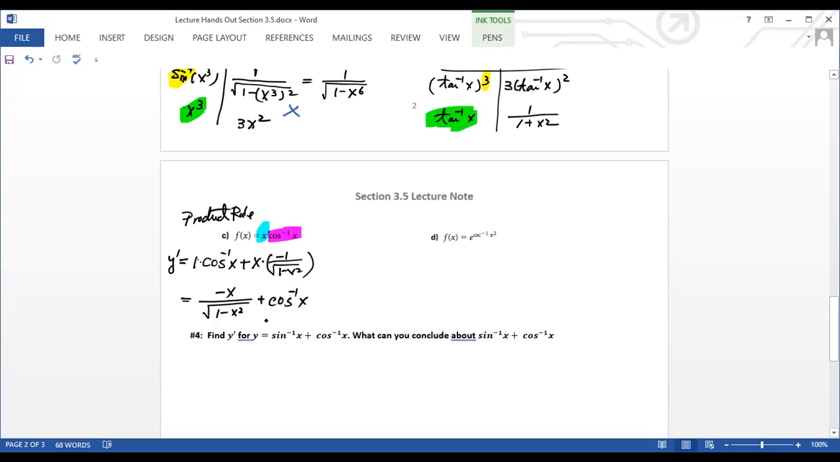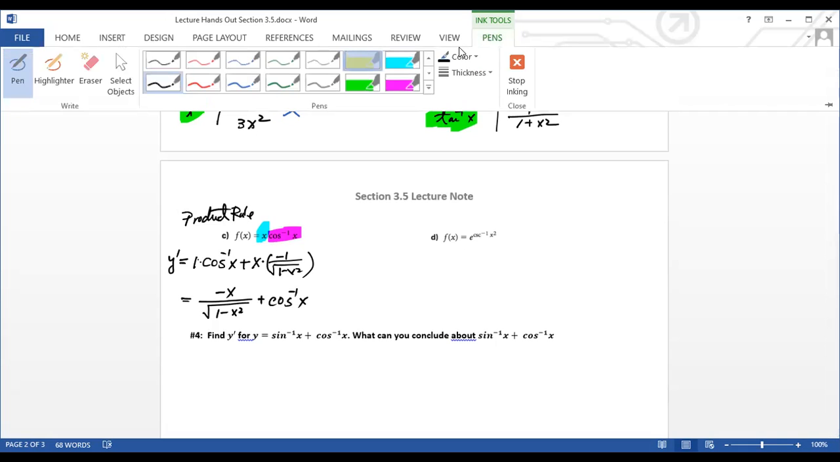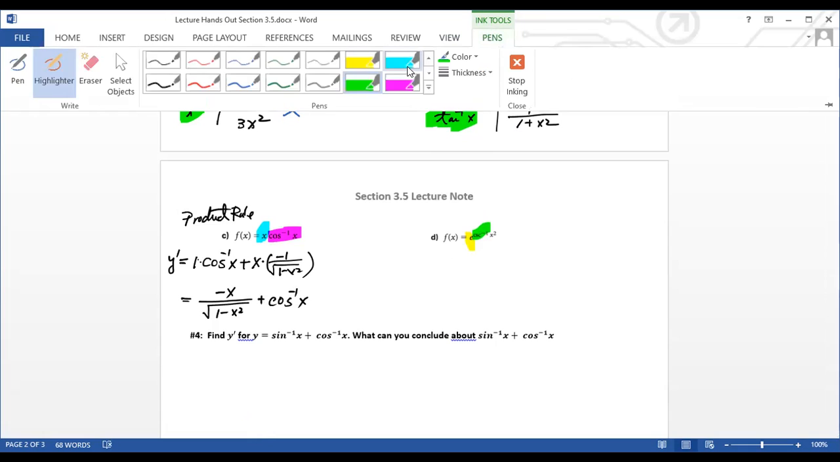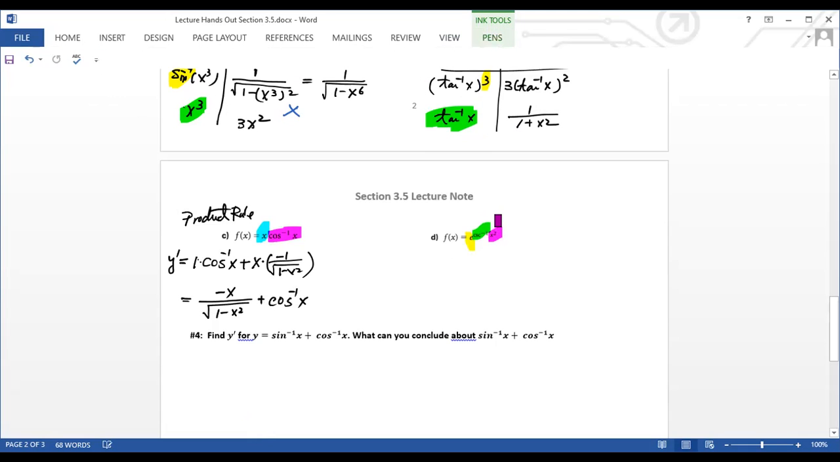All right. Okay, now part D here. For this one, we said, I have a lot of layers here. What is my first layer? My first layer is E, right? That's exponential. Then what is your second layer? Second layer is arc cosecant. Then what is your third layer? Your third layer is x squared here.